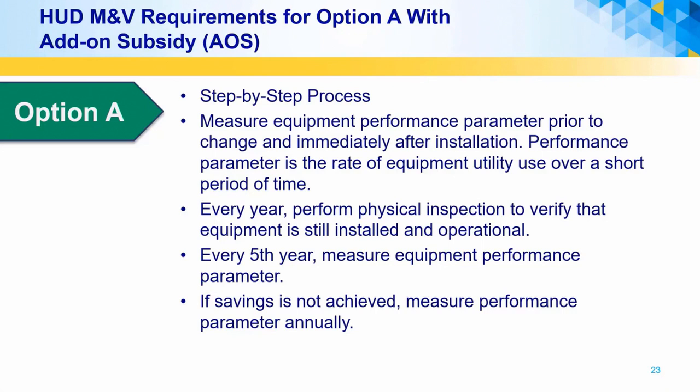M&V requirements for resident paid utility incentives are very similar, except annual equipment inspections are not required. Every fifth year, a random sample of the equipment performance parameter must be measured for both the add-on subsidy and the resident paid utility incentive. If the required saving is not achieved based on these required equipment performance measurements, savings will be adjusted, and then instead of every fifth year, measurements will be required annually going forward in the contract.